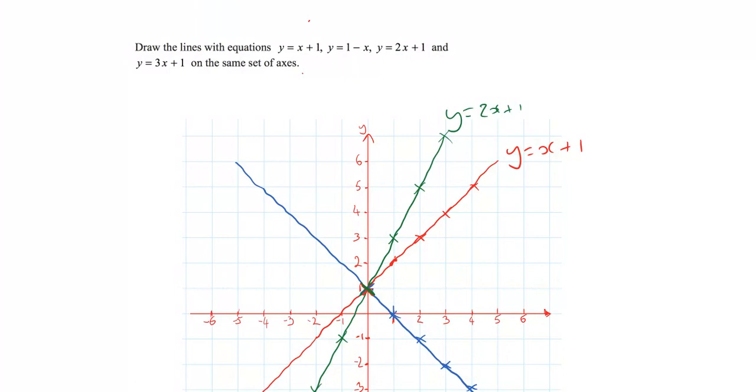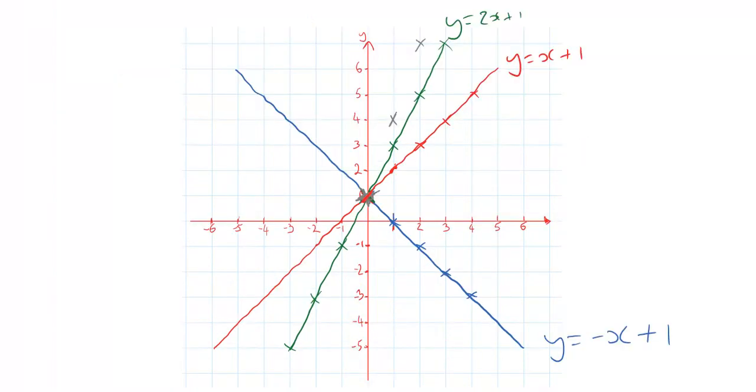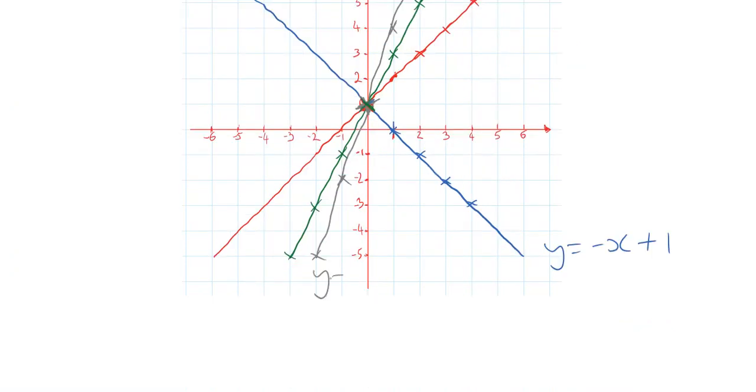Final one we've got to do, look, is y equals 3x plus 1. So again, we're marking the plus 1 first because that was our intercept. Our gradient is 3. So from that point, if I go 1 across and 3 up, and 3 up, I'm going to get some points. I go 1 back and 3 down and another 3 down. So now I can join these up. And there is my grey line, y equals 3x plus 1.